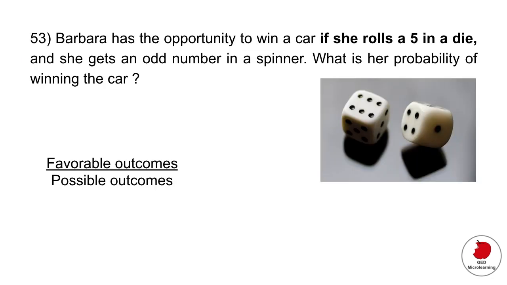Okay, so in this case, the possible outcomes when she rolls the die would be 6, because if you look at the die, it has 6 sides. And then they're telling us she rolls a 5. Well, she only has one opportunity to roll a 5, right? So the probability ratio would be 1/6.